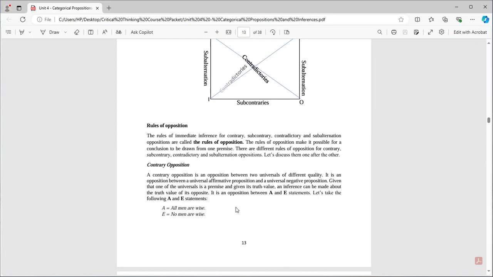Our premise is all men are wise. We are assuming that it is true. If it is true, what will be the truth value of our conclusion? Our conclusion would then be no men are wise. What will be the truth value?